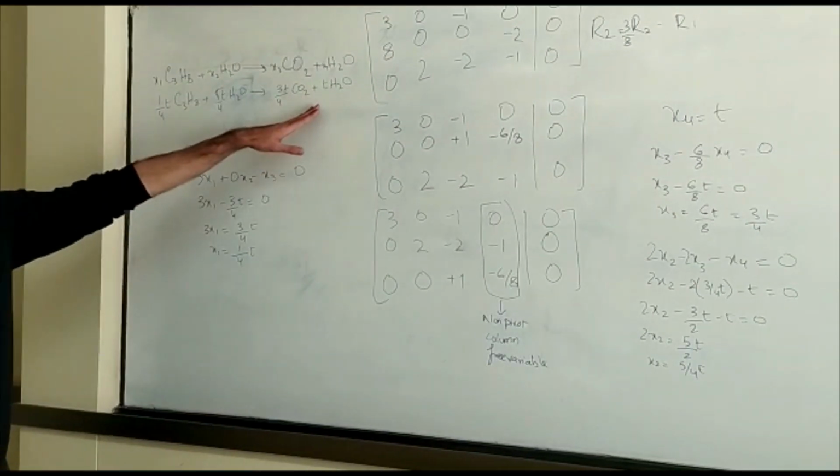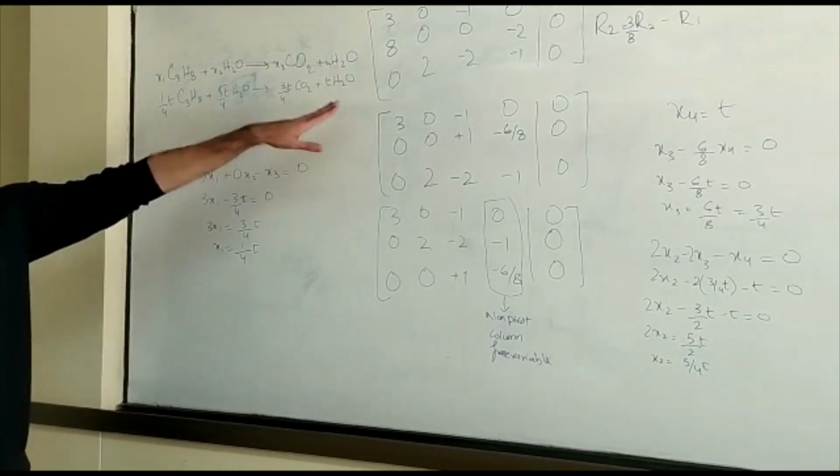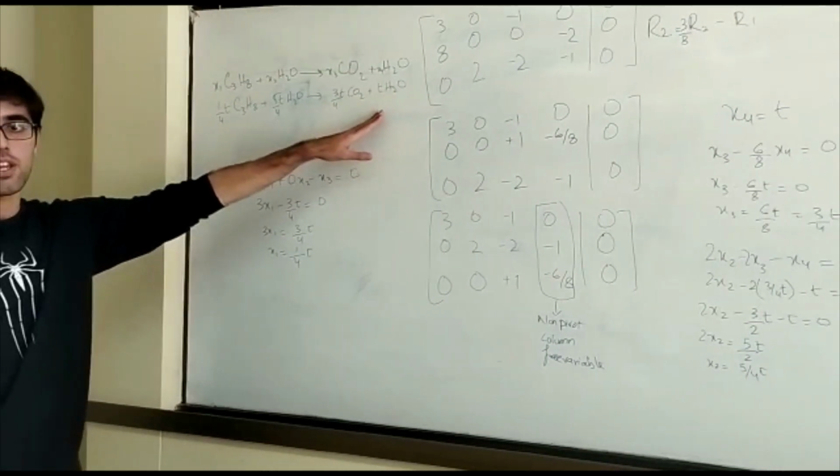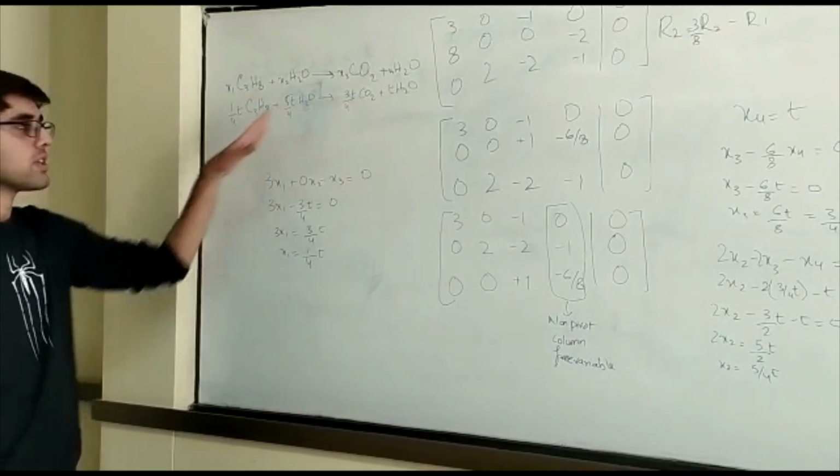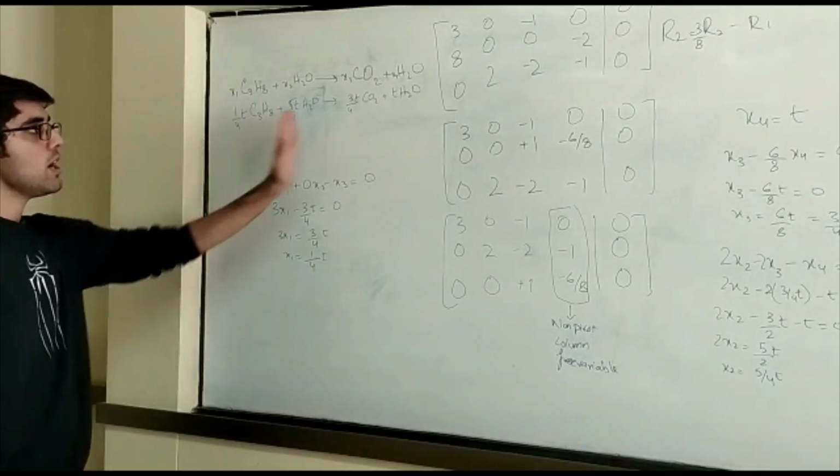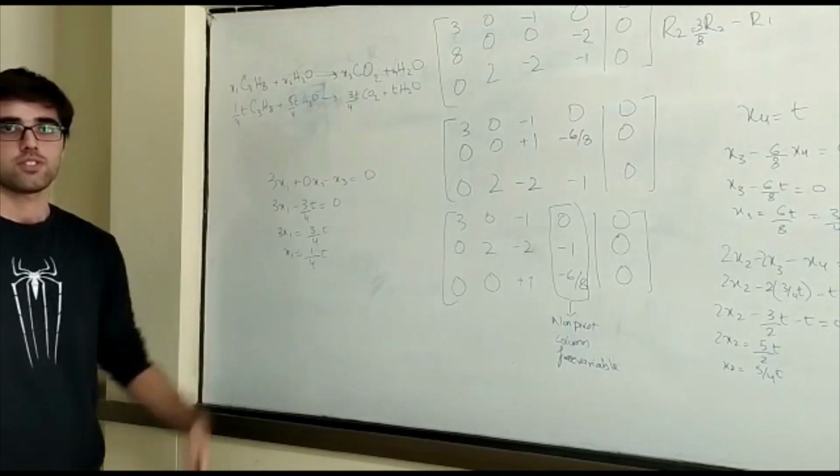Since x4 was our limiting free variable, h2 becomes our limiting reactant as well. And depending upon the value of t, we can balance this whole equation. So, thank you.